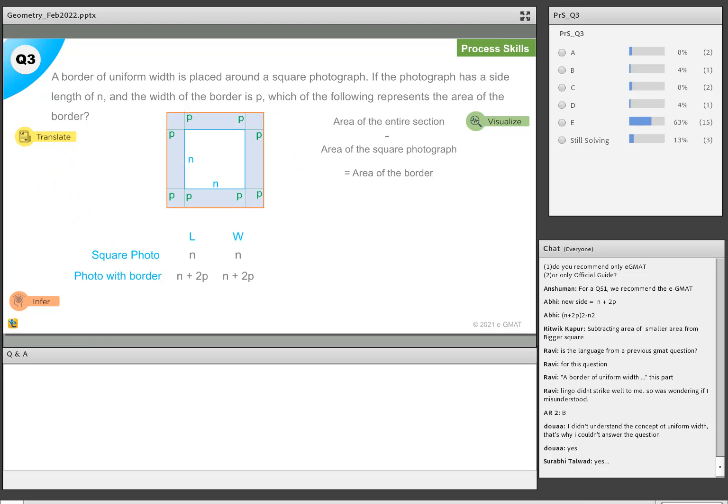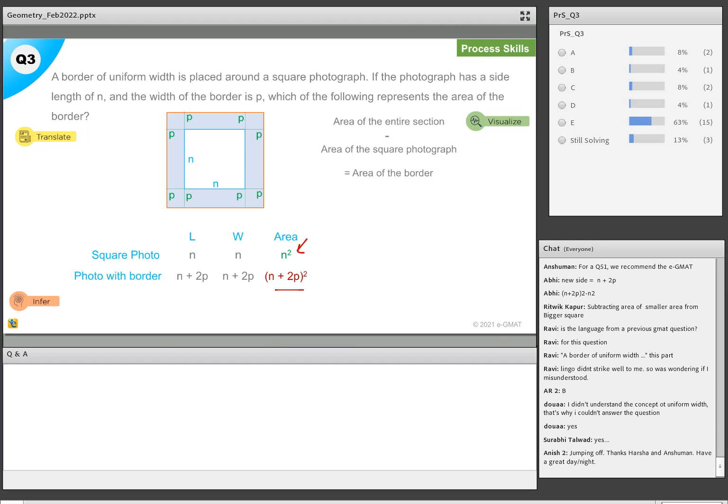So we are talking about areas. It's a square, so both sides are n plus 2p. Old area is n square. New area is simply n plus 2p the whole square. How do you find the area of the border? Big square minus small square. Simple. The minute you do big square minus small square, you should be getting this option, that is option E.